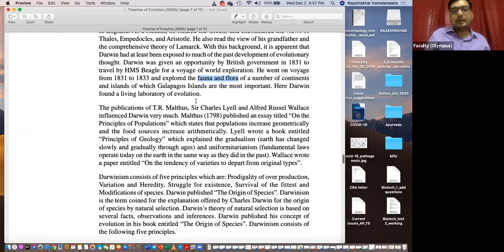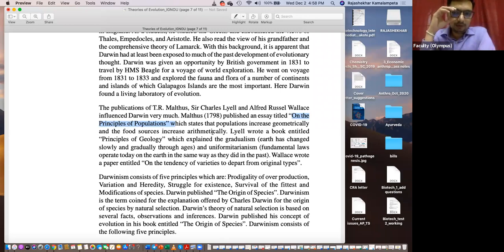Also, publications at that time by Malthus, Charles Lyell, and Alfred Russel Wallace. So these people's books were also being studied by Darwin. Those ideas gave impetus to what he came up with. Malthus, for example, wrote his Essay on the Principle of Population, where he talked about population increasing geometrically and food sources increasing arithmetically. We'll talk about that in Unit 11 in the demographic theories. This is one such theory, something very well known, that we call Malthusian theory.